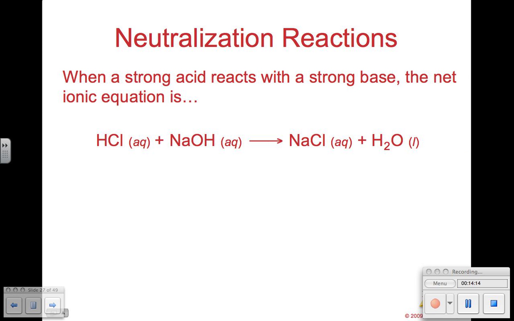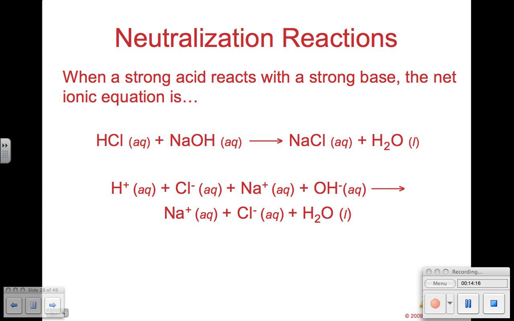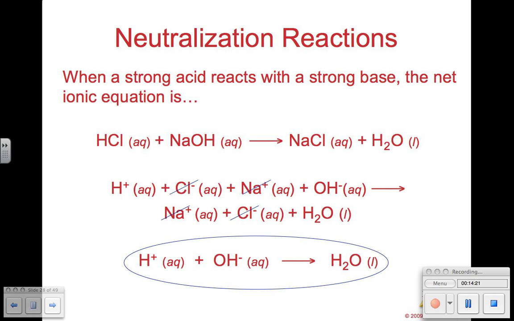So when a strong acid reacts with a strong base, the net ionic equation is always producing water, right? It's H plus and OH minus produces water, because the spectator ions, the Na plus, the Cl minus, they're just kind of there, but they aren't doing anything. So a neutralization reaction, if we simplify a strong acid with a strong base, is really just the production of water, bringing those ions together.